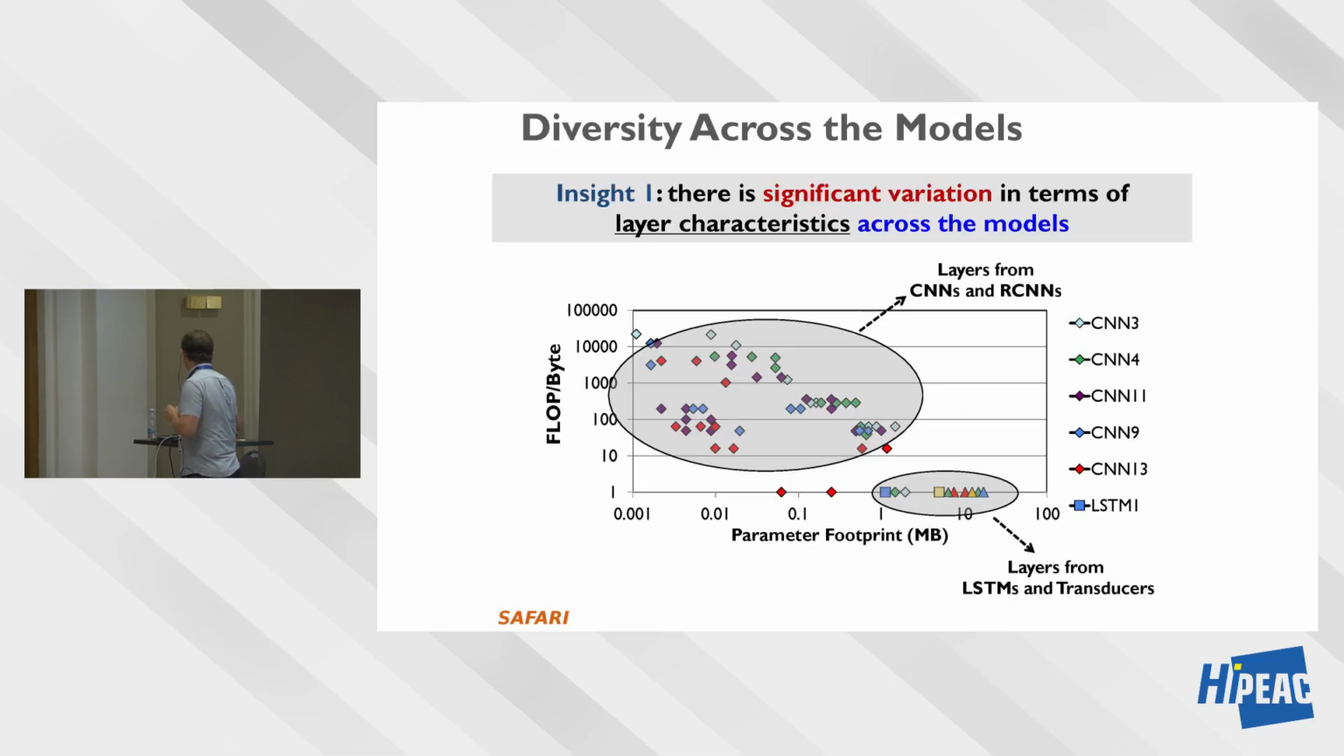This is the first insight we generated: there's a huge variation in layer characteristics across the models. These are for CNNs and LSTMs, as you can see. On the x-axis, you have parameter footprint, how large your parameters are. On the y-axis, you have the arithmetic intensity, flops per byte. You can see there's a huge variation. Both of these are logarithmic scales. LSTMs end up over here, which means they're probably an extremely good fit for processing near memory, whereas some of the CNNs have very high arithmetic intensity. They are probably a good fit for compute-centric accelerators. So it doesn't make sense to design a single accelerator to cater for all of these.